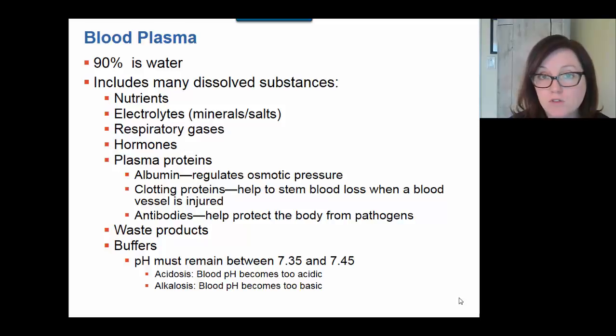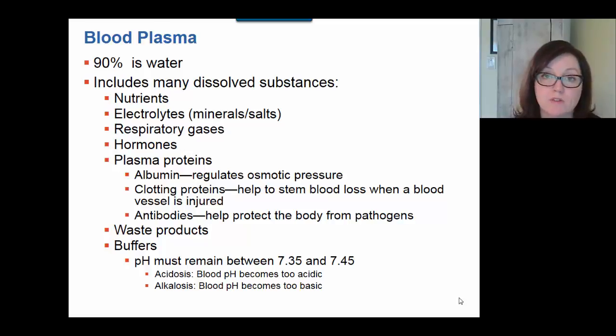Clotting proteins are also found in blood plasma, and these are important for preventing blood loss when a blood vessel is broken. And then antibodies are an important type of protein in the bloodstream. Antibodies are our defensive proteins that can do things like kill pathogens and viruses. We also find waste products in our blood plasma. This could include something like urea, which is a waste product that we produce when we use proteins for energy. And last on the list here are buffers.